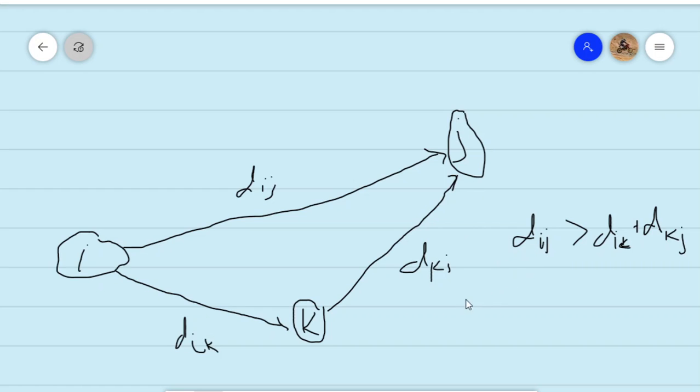So instead of going straight from I to J, which was first considered, this direct route will be replaced by an indirect route from I. It passes through K, then before moving on to J.